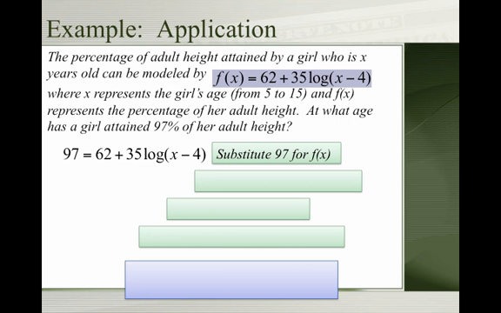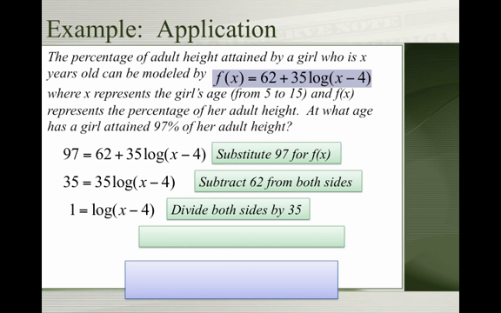We need to solve for x. How are we going to do that? Well, the first step is going to be to subtract 62 from both sides. Now we want to get that log by itself, so we'll divide both sides by 35. So I have 1 equals log base 10 of (x minus 4). How might I undo log base 10? What's the inverse of log base 10?